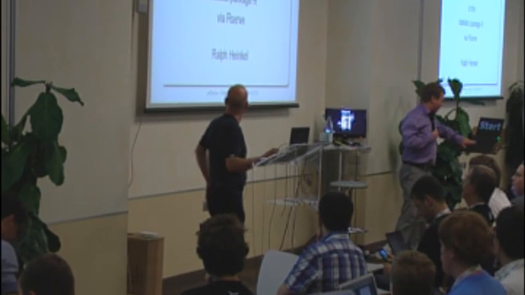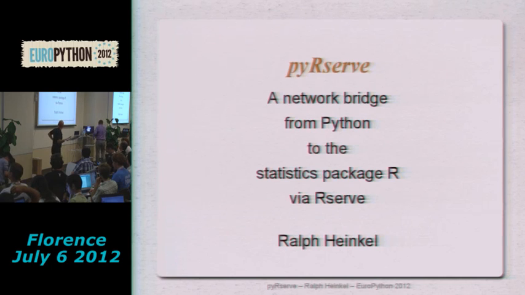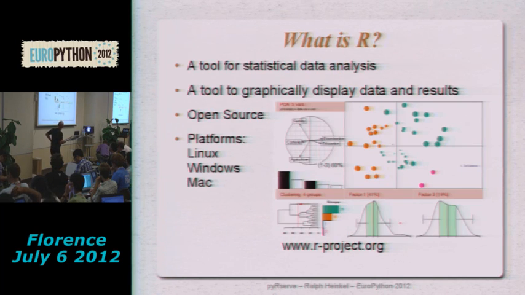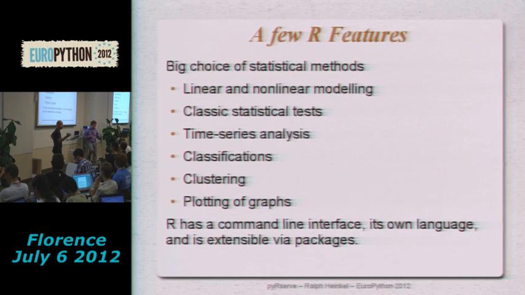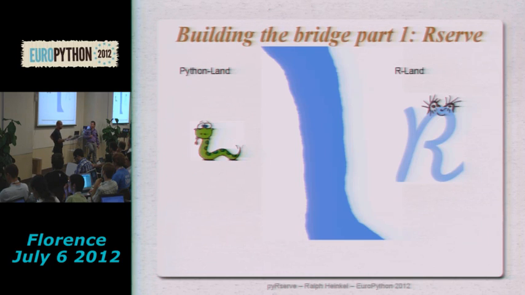Yeah, I'm ready. Hello, I'm Ralph, and I'm talking about a small project which is alive for about 2 years. It's basically a network bridge between Python and R. So what is R? R is a well-known statistic package. It's an open source package, available for many platforms, and you can download it. You can do a lot of things like linear modeling, statistical tests, all kinds of things that you use in statistics. And R has a command line interface where you can just type, and it has a programming language built-in where you can write your own scripts and programs.